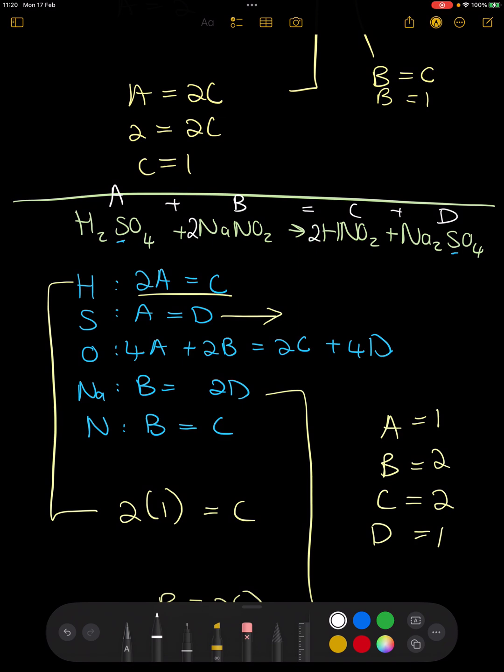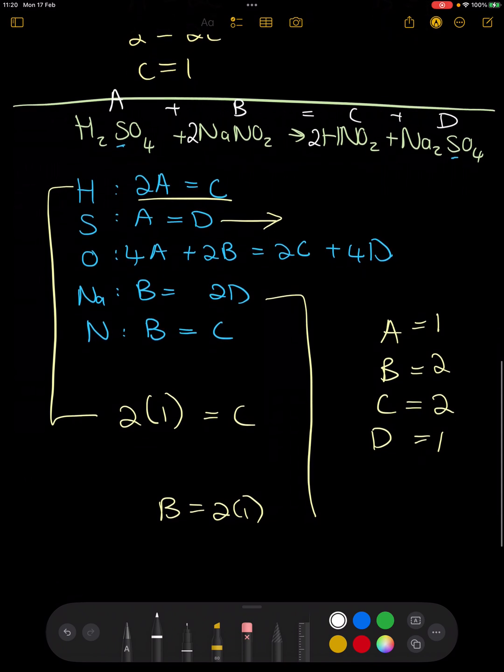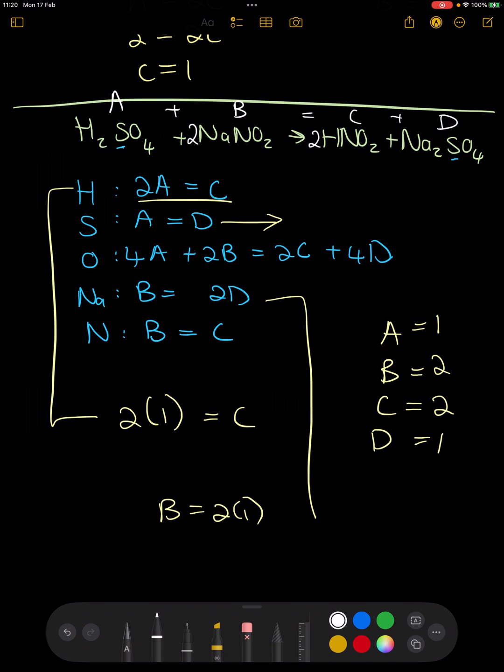What makes these difficult is when you want to balance all the oxygens, especially if there are a lot of oxygens like in this one. It's going to take you a long time to balance the left-hand side with the right-hand side. Where I find the algebraic method is a lot easier in keeping track of what's going on.